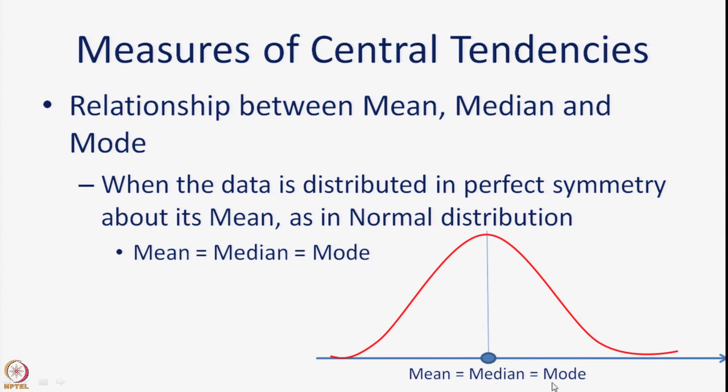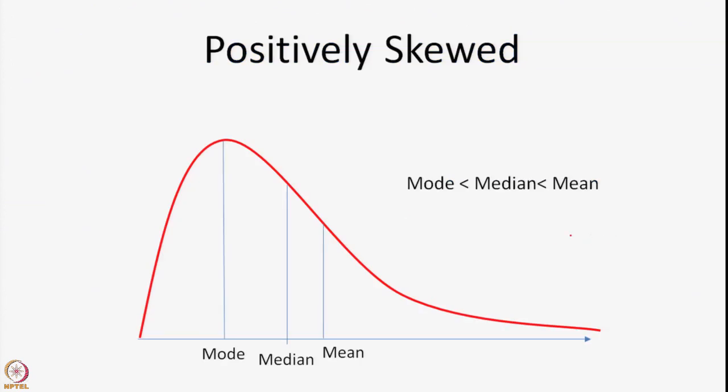So when data is distributed in perfect symmetry, the mean is equal to the median is equal to the mode. It means that all these three values reside at the same point. You can see that they reside at the same point, and the mode is very easy to find from a frequency plot. It is the value that occurs at the highest frequency, and therefore the mode is at the highest frequency level. And here you can see that mean, median and mode are the same if the data is in perfect symmetry. What happens if the data is skewed?